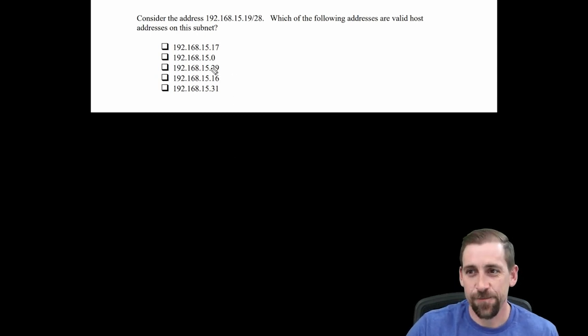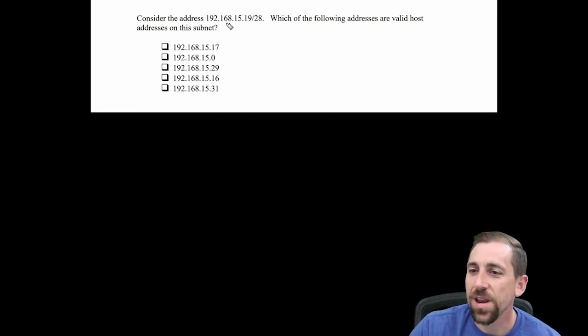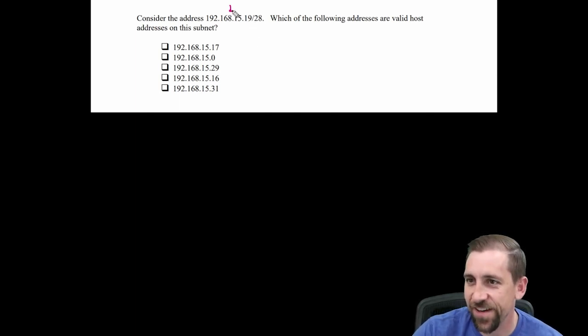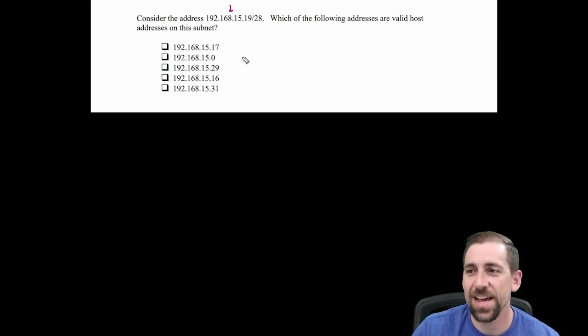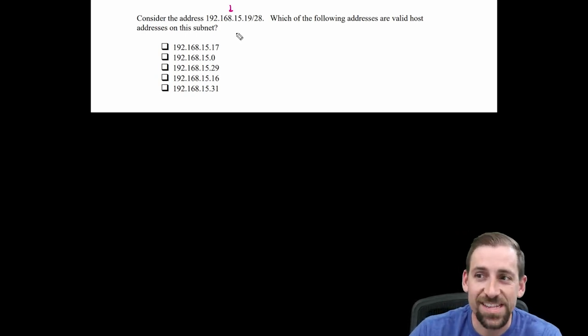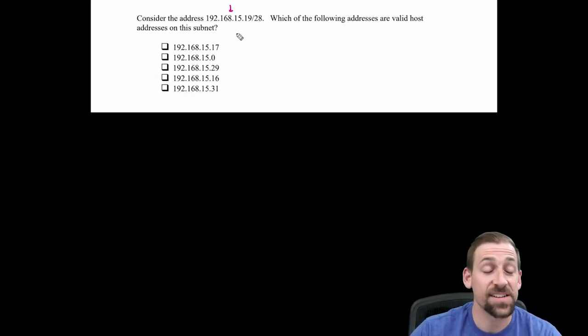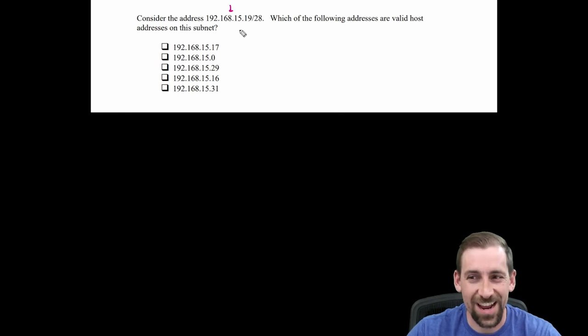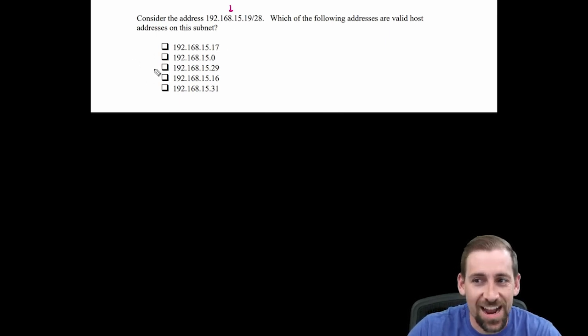Question number 3. Consider 192.168.15.19/28. So this is a valid host within the /28 space. Which of the following addresses are valid host addresses on this subnet? So what it's actually asking us to do is, with this host and this subnet mask, to determine what network we are in, and then go line by line and determine whether any of these hosts are within this network.